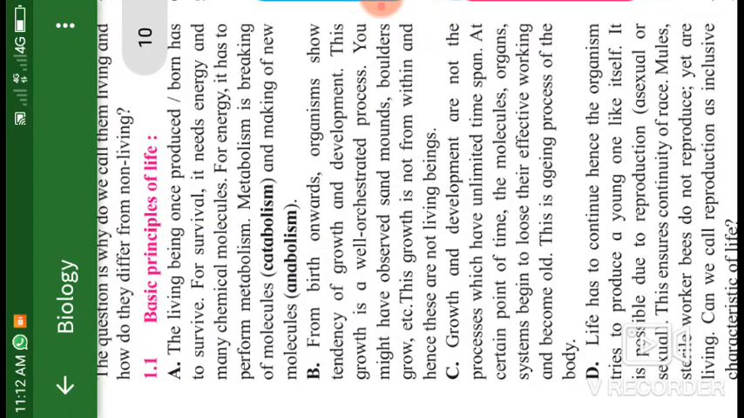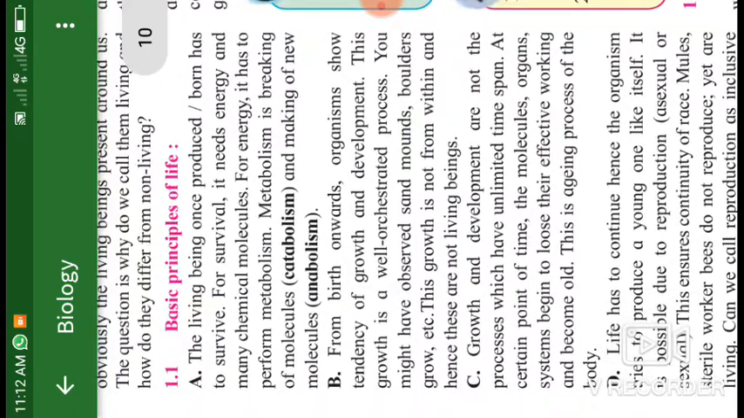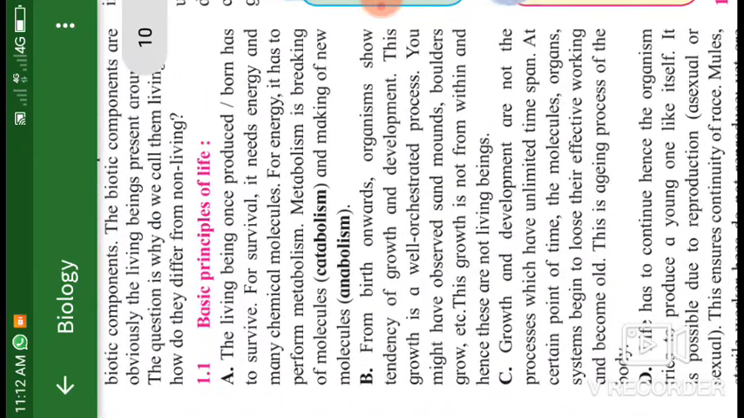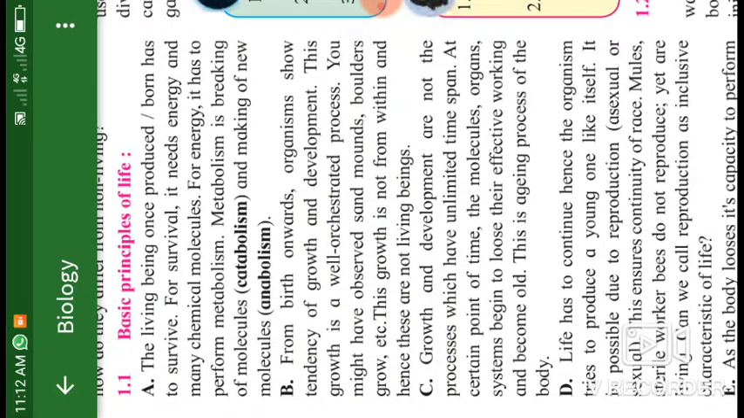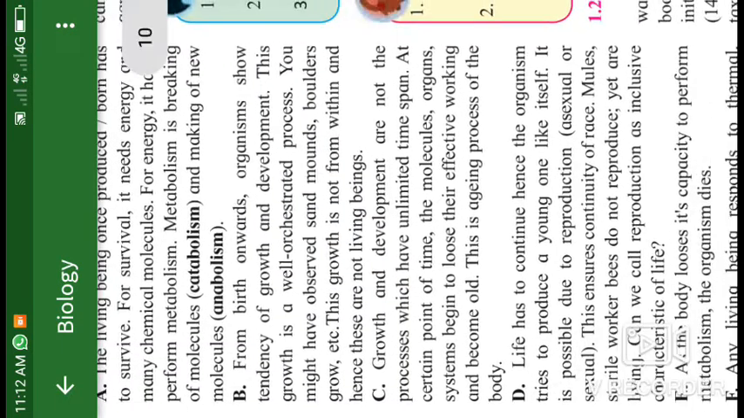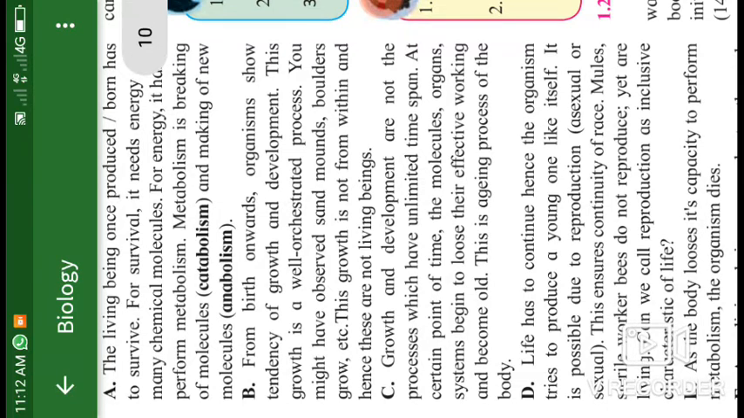The basic principles of life. Living beings, once born, have to survive. For survival, they need energy and many chemical molecules. For energy, they have to perform metabolism. Metabolism is the breaking of molecules, catabolism, and the making of new molecules, anabolism. From birth onwards, the organism shows a tendency of growth and development.